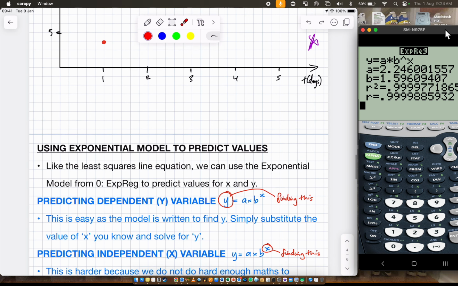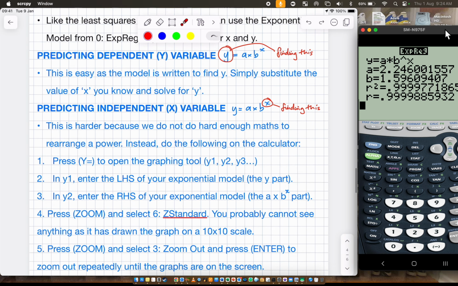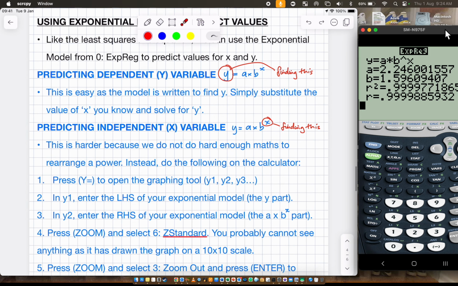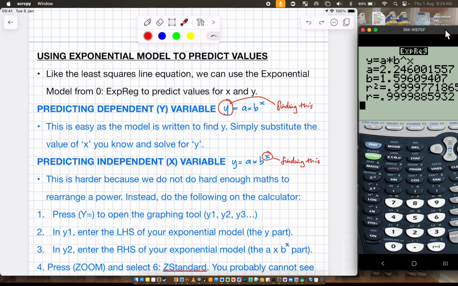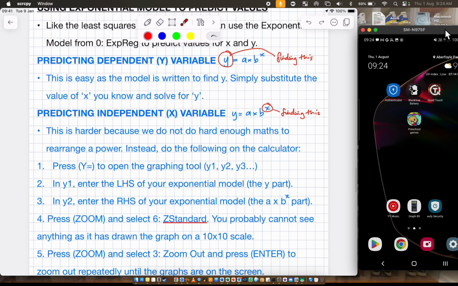All right, moving on. The last thing that we need to do looks really big because we are doing general. Predicting the independent variable x is really bad. Like the least squares line equation, we can use the exponential model to predict values for x and y. What you want to hope is that it asks you to predict the dependent variable. So what are you predicting? You're predicting what y is. This is easy as the model is written to find y. So all you need to do is substitute x into this and solve for y.